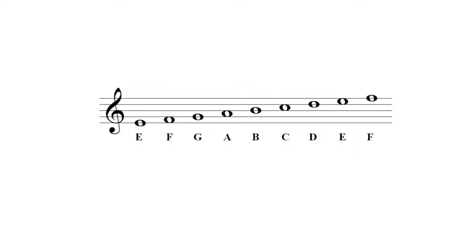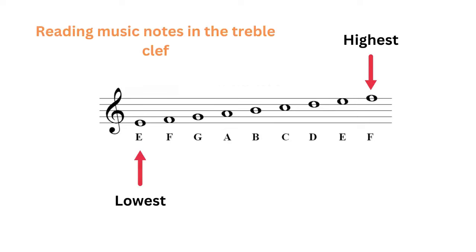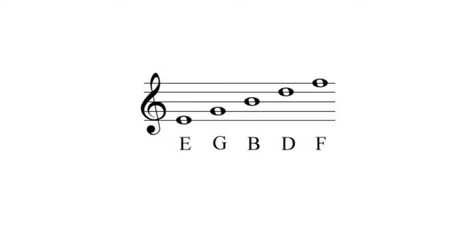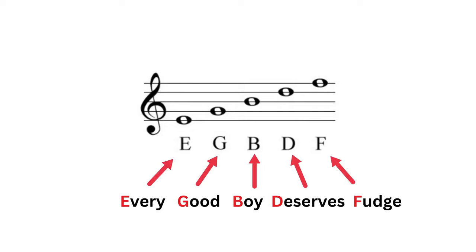Let's start with the 5-line staff before we get into reading music notes. The 5 horizontal lines represent different pitches of musical notes. The top line is the highest pitch, and the bottom line symbolizes the lowest pitch. To remember the notes on the lines of the treble clef staff, you can use mnemonics like "Every good boy deserves fudge." To remember the notes on the spaces, "face" is an easy mnemonic to recall the notes.